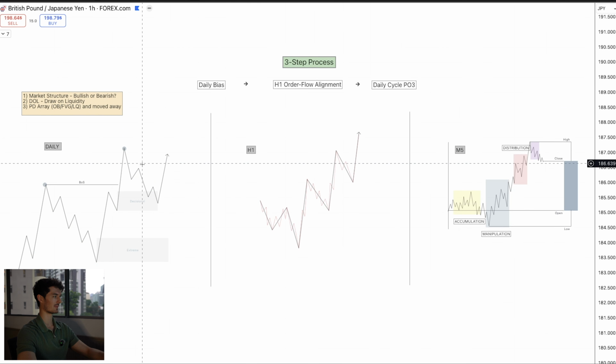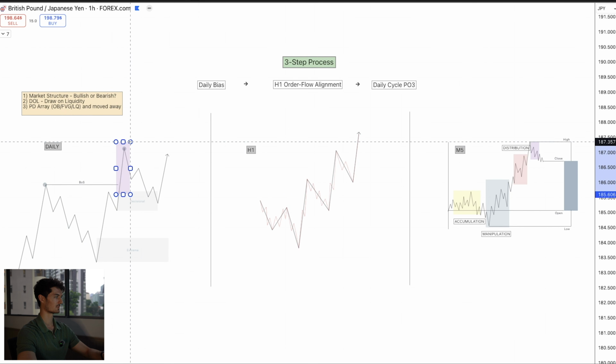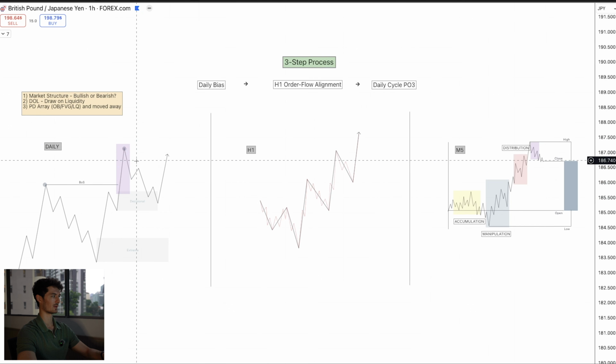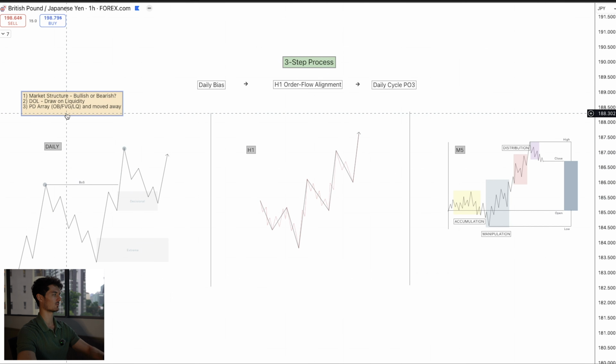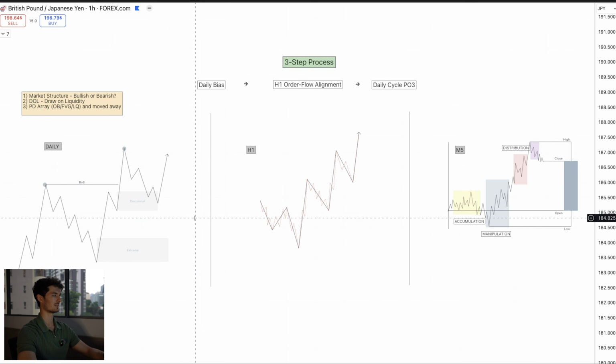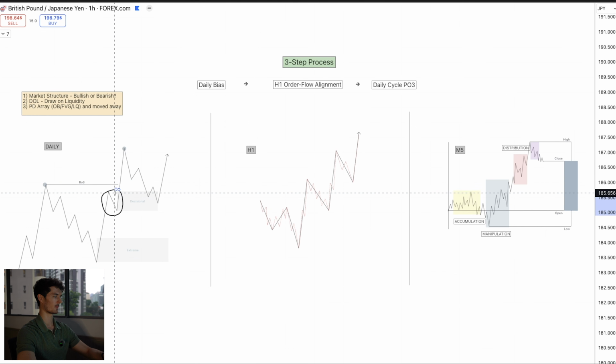Whenever we get the pullback, remember, when we break a structural point like this, we're then waiting for that pullback to take place. This is where PD arrays come into it. A PD array can be an OB, fair value gap, or a liquidity sweep. Now inside Envision, we look at 2 different OBs which hold a lot of reliability. The first one, decisional OB. The OB that causes the break of structure.